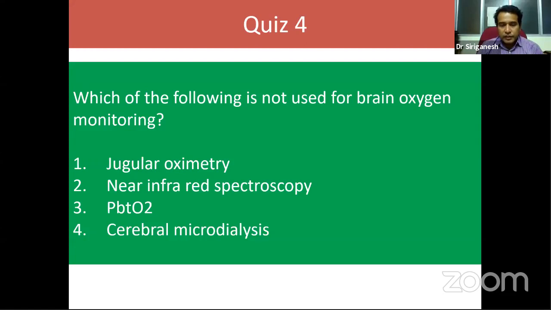So last of the question here, which of the following is not used for brain oxygen monitoring? Number 1, jugular oximetry. Number 2 is near infrared spectroscopy. Number 3 is partial pressure of oxygen in the brain tissue. And number 4 is cerebral microdialysis.